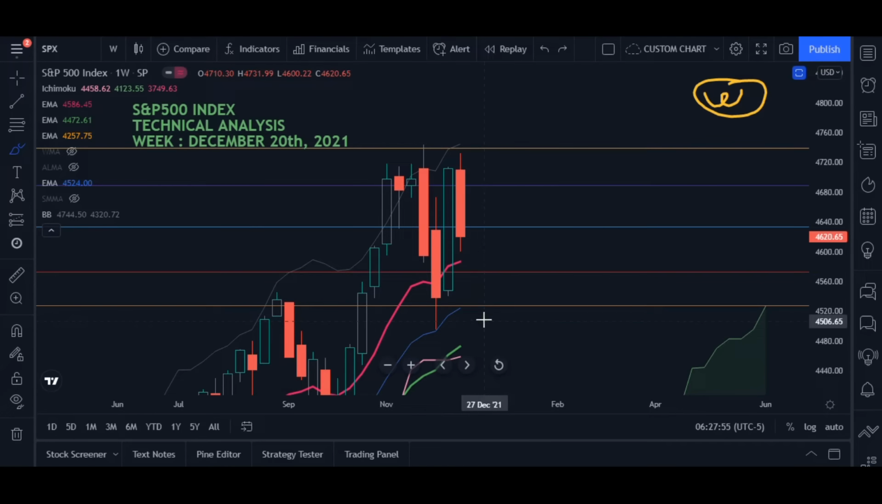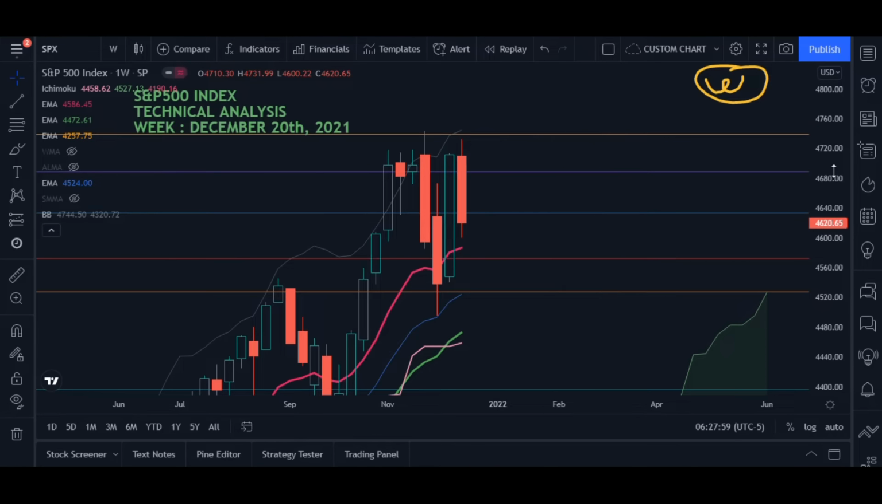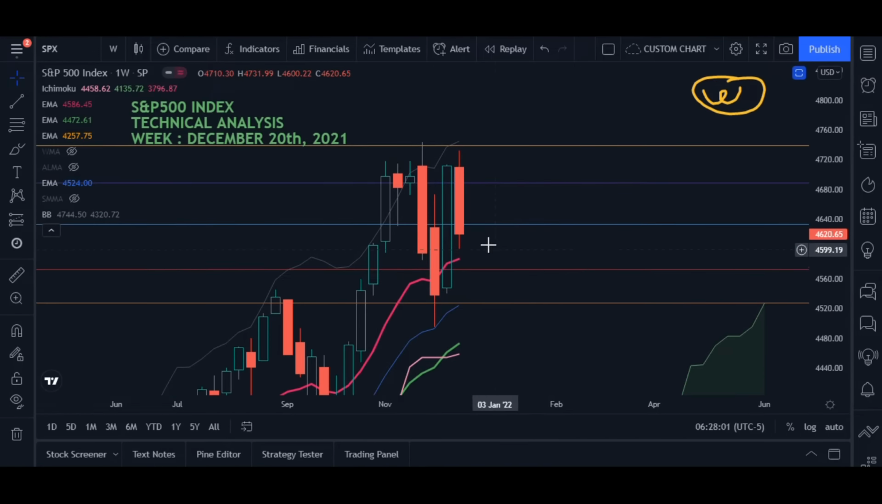Now, if we talk about the Ichimoku, there are still no chances that the market is going to hit the Ichimoku on the weekly chart. It is far, far away. But yes, through Ichimoku, the market is bullish because the market is moving above Ichimoku. So through all of these indicators, the market is bullish.